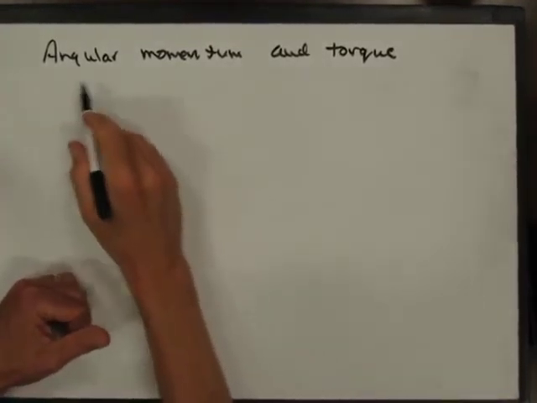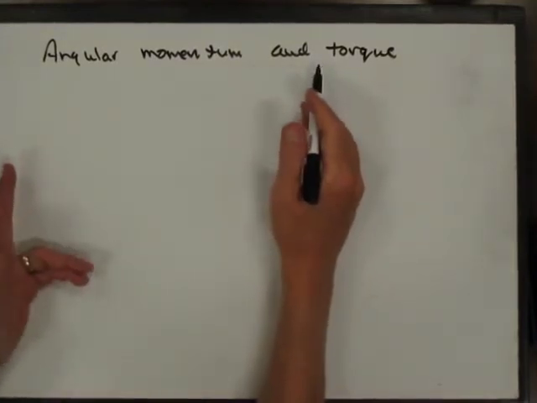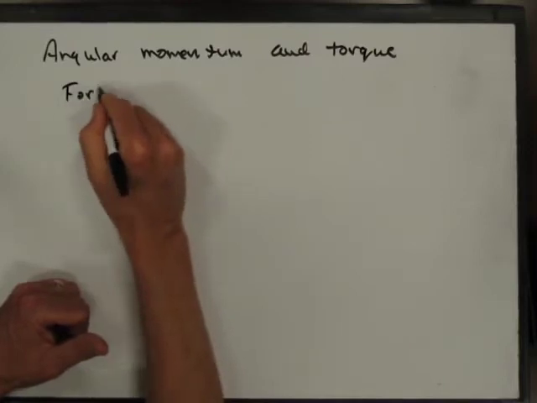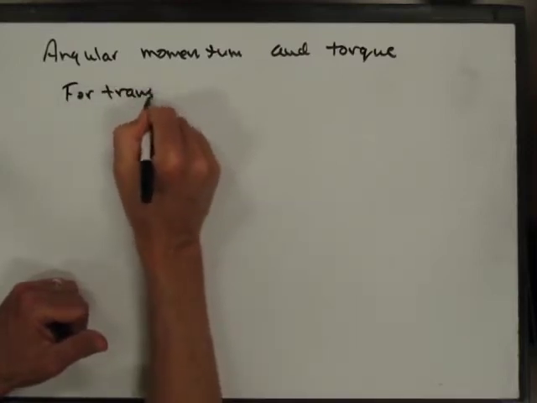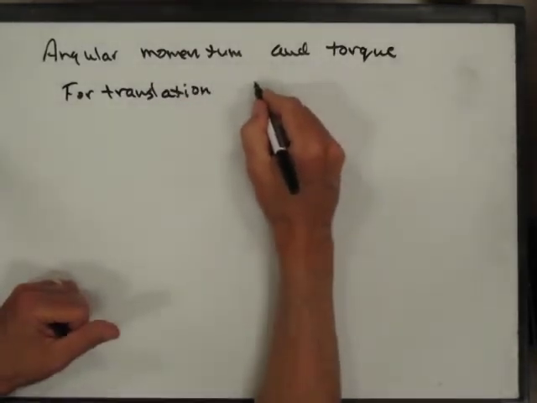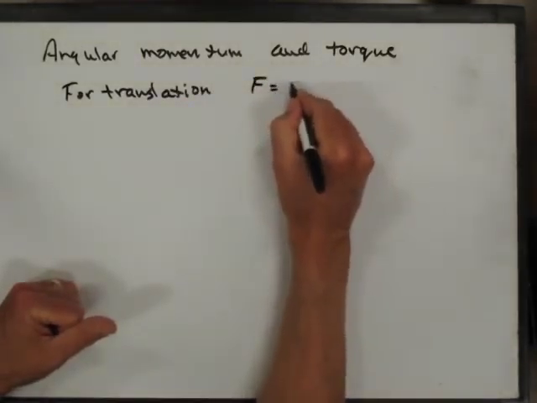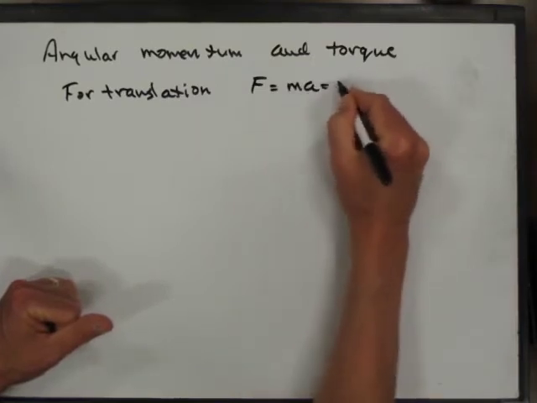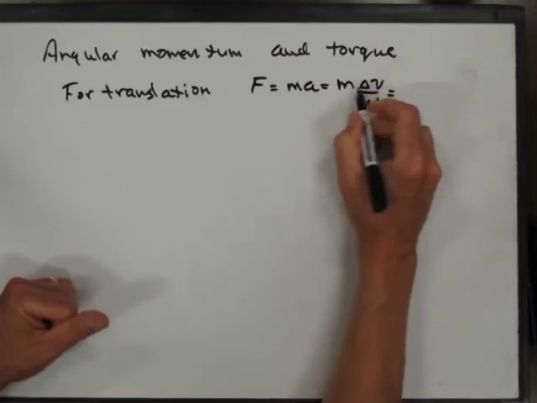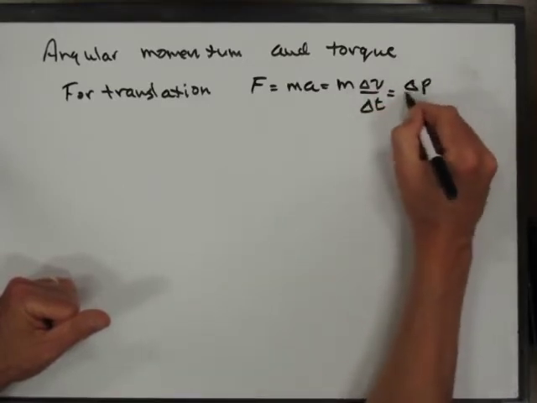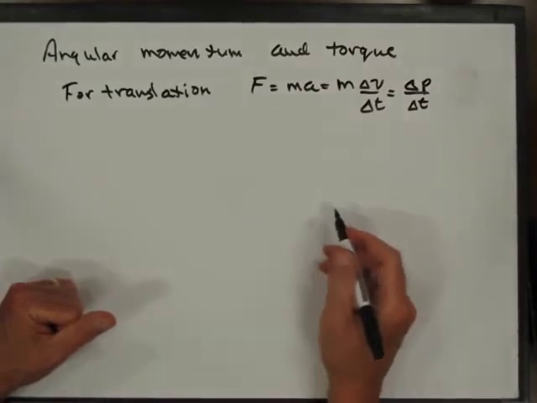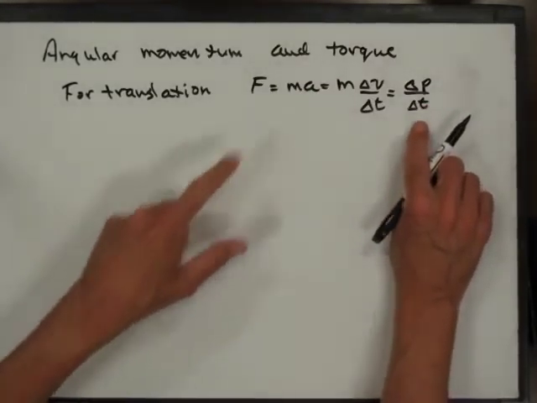So we're going to talk about angular momentum and torque. This is still for rotational motion, but if you remember, for translation, in other words, for linear motion, we had the force is equal to the mass times the acceleration, which is equal to the mass times the change in velocity over the change in time. But mass times change in velocity was just the change in momentum, and so the force was equal to the change in momentum over the change in time. And this is really the way Newton wrote it.